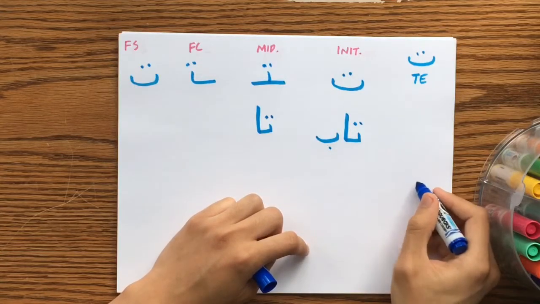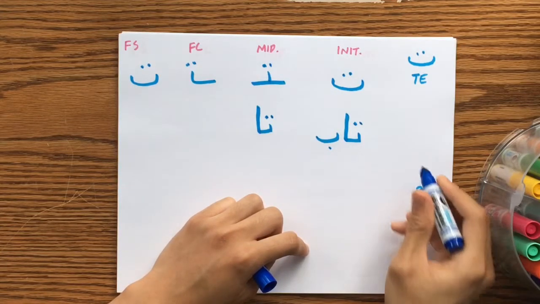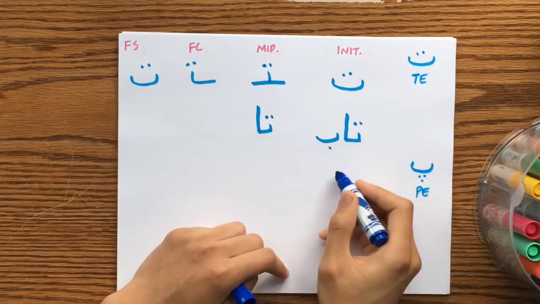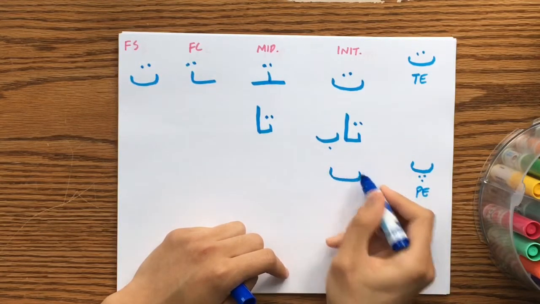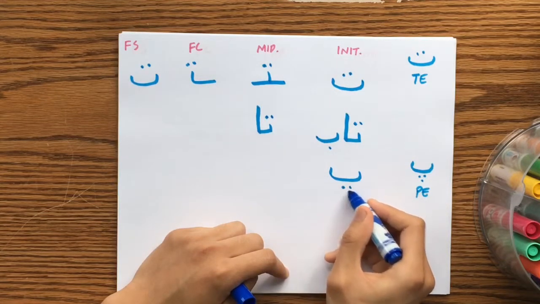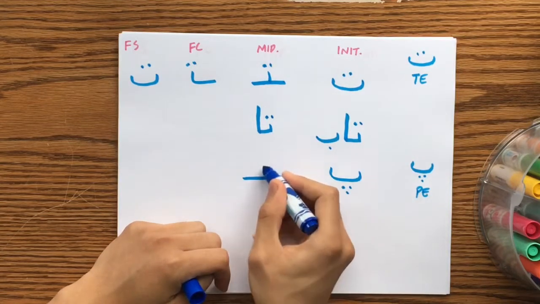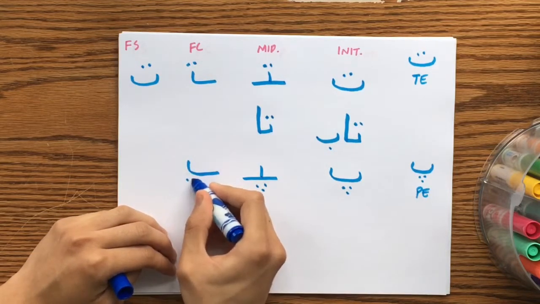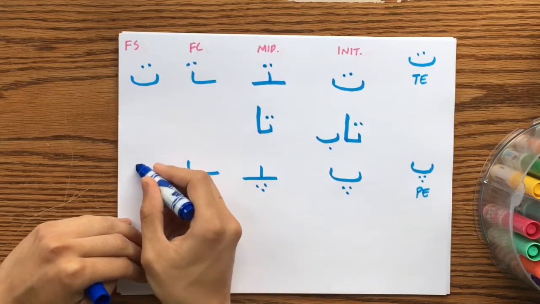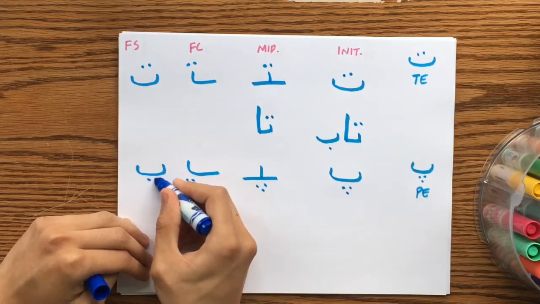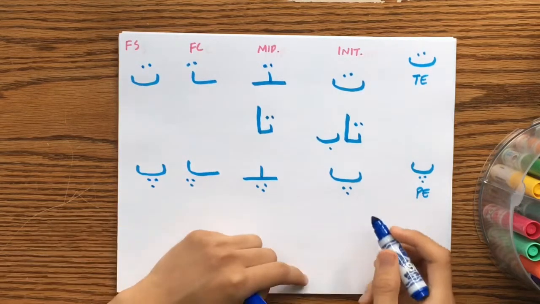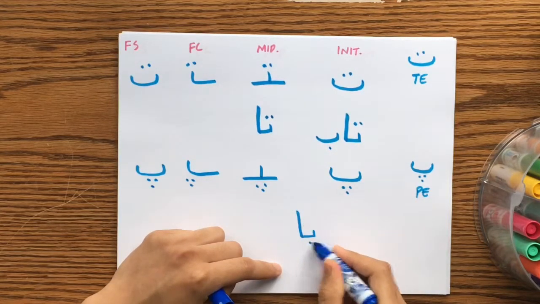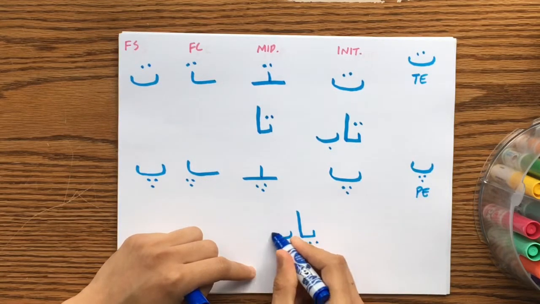The next letter is pe, which makes the P sound. And it also has the same form as te and be, except it has 3 dots. So it is also a connector. So now you can write the word pop, as in the music genre.